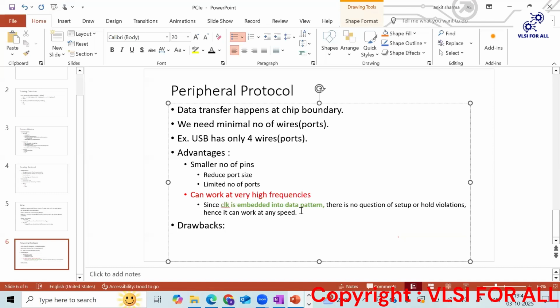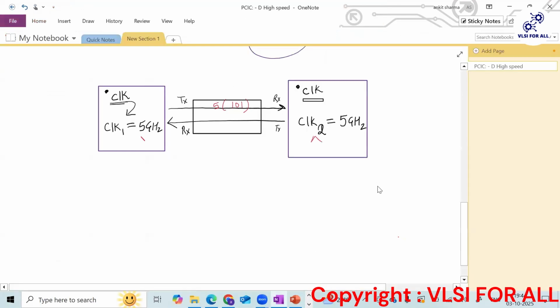Now I will explain, please hold on. So what does it mean that the clock is embedded into the data pattern? Because if someone commented clock and data mix, how is this statement different? First of all, try to understand: I did not say into the data signal. I said into the data pattern, and it's not mixed, it's embedded. Let me explain, and let me also tell you how it actually happens.